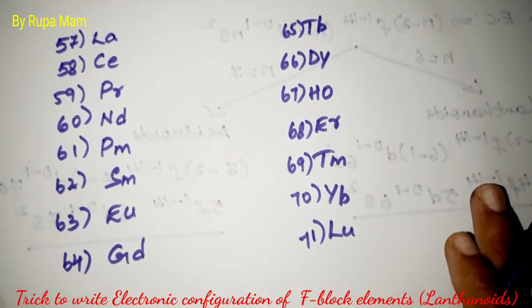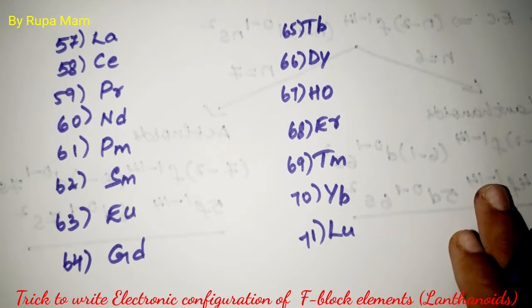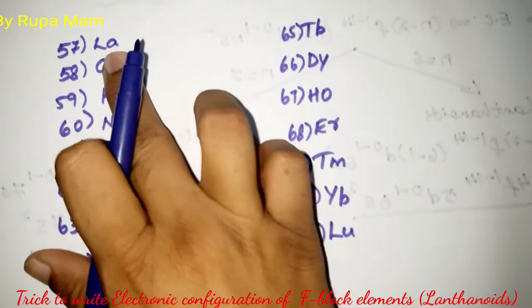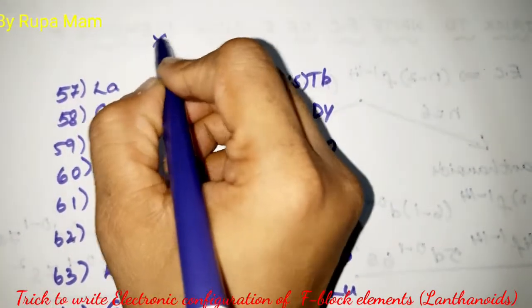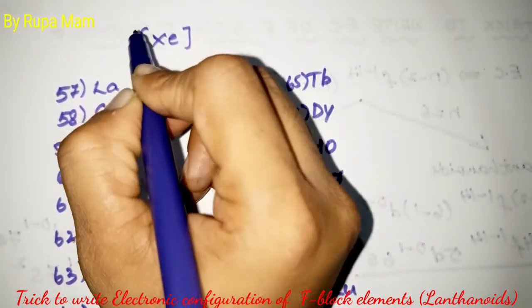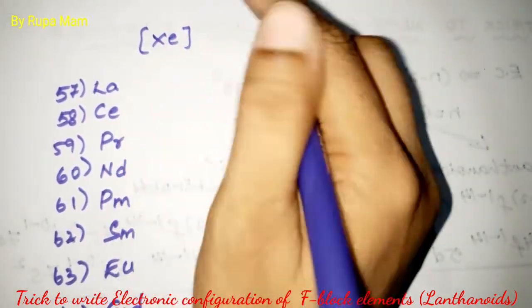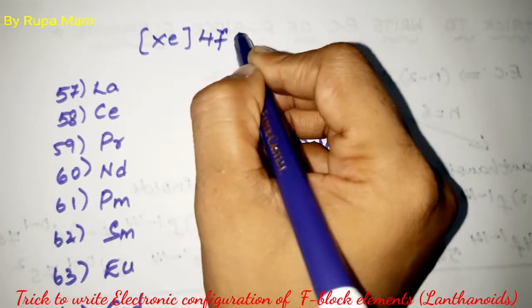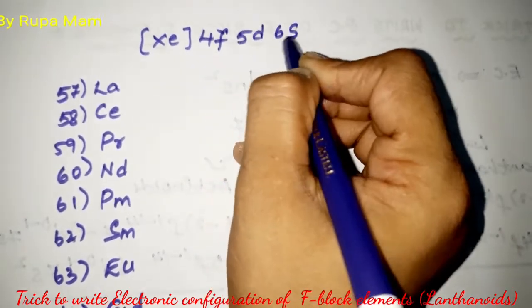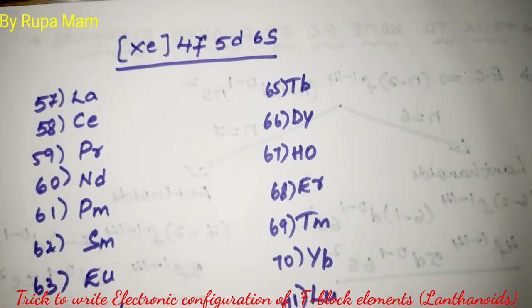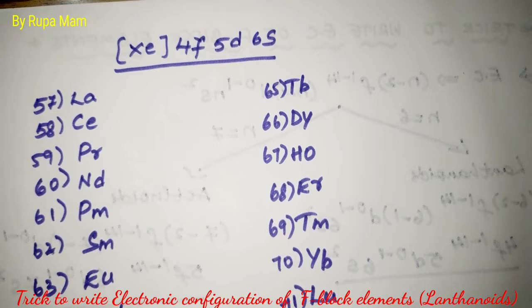For lanthanum, the nearest noble gas is xenon, with atomic number 54. First write it like this. We already know that 4f 5d 6s is the general outer electronic configuration of the lanthanides, as I already explained.